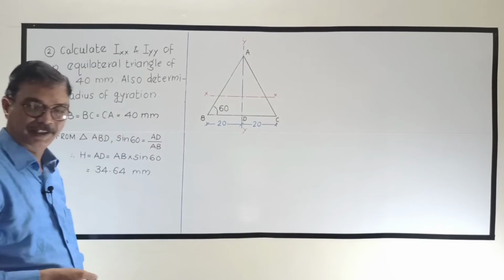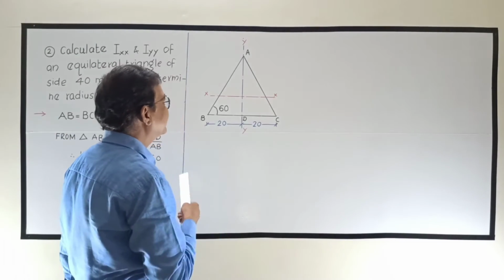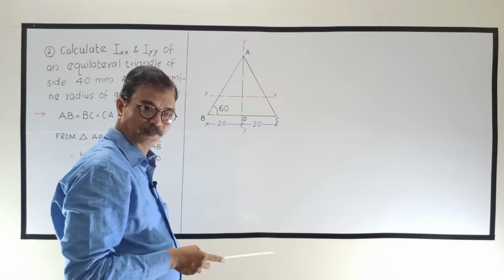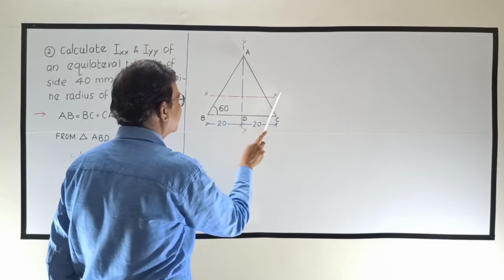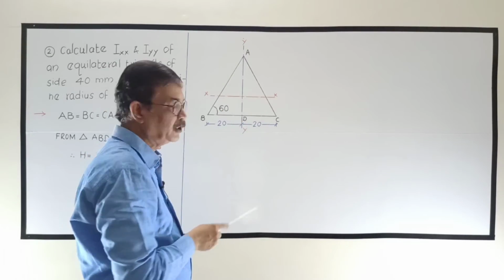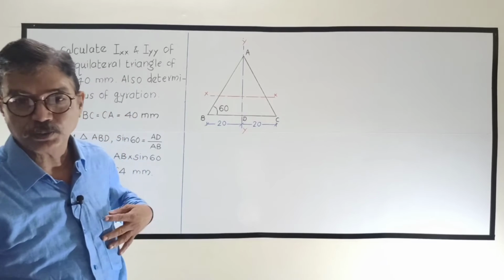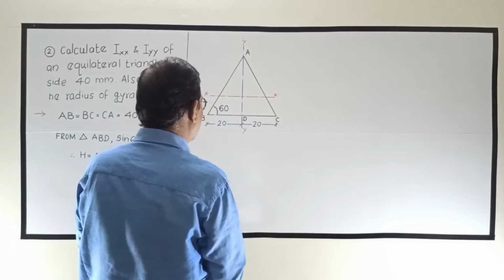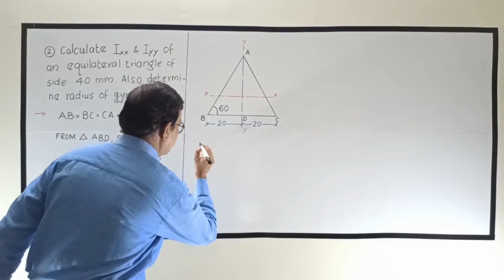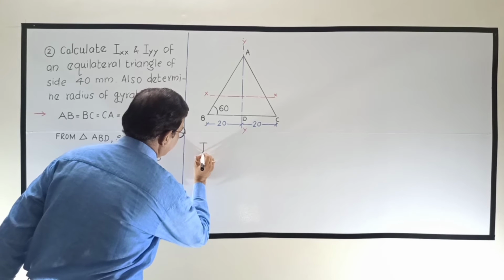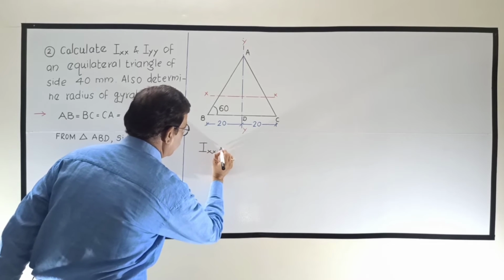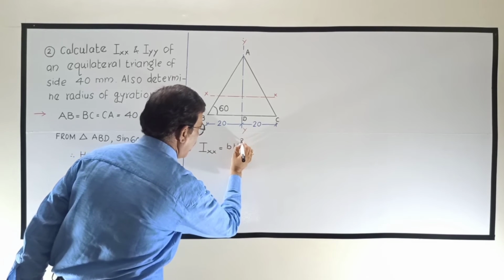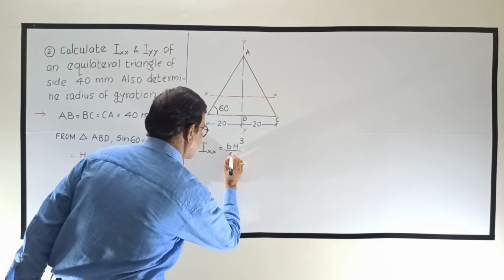Now for this equilateral triangle, you can very easily see that this triangle is symmetrical about the y-y axis, a mirror image. This is the x-x axis, which will be at h by 3, and this is the y-y axis. So let us first calculate Ixx. What is Ixx? What is the formula? Come on, can you tell me? Ixx is equal to B into h cube divided by 36.